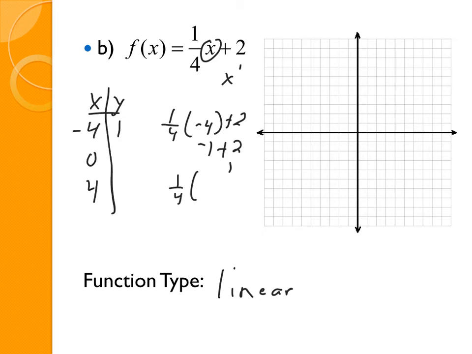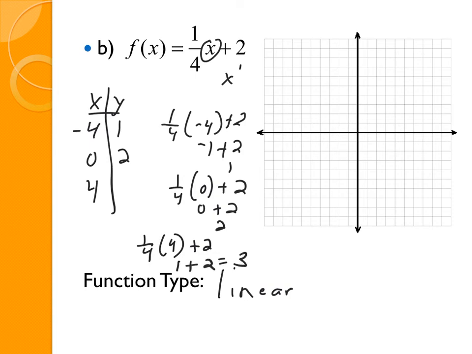1/4 times 0 plus 2. You can see I'm just substituting -4, 0, 4, which results in 2. Then I have 1/4 times 4 plus 2, which is going to give me 3. And then I come to my graph.